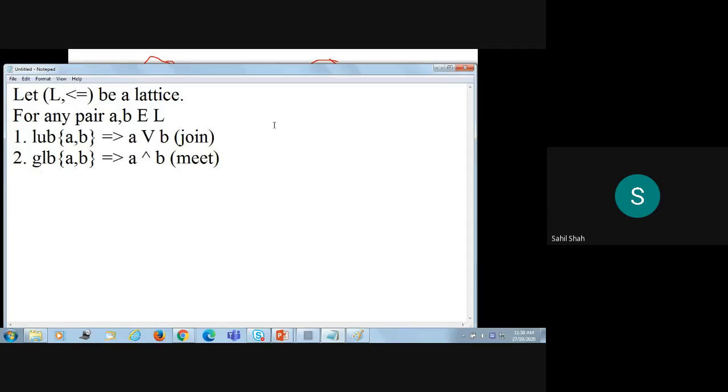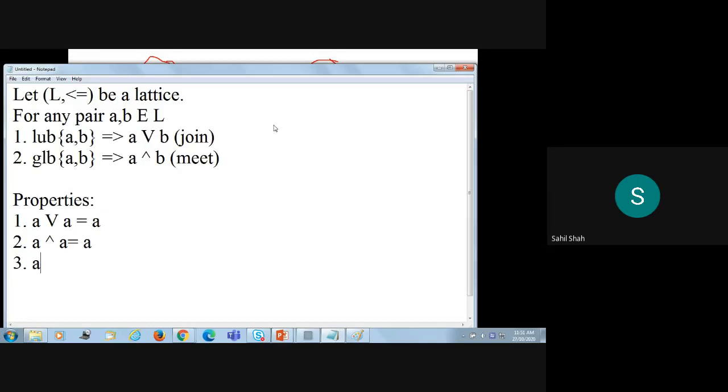So, the properties of these meets and joins. What are the properties? Every element, if I take the join of an element with itself, it will be the same element. These properties will hold true only if it is a lattice. These properties will not hold true for a general poset. We are discussing in terms of lattice. Every element is the least upper bound as well as the greatest lower bound of itself. That is the meaning of it.